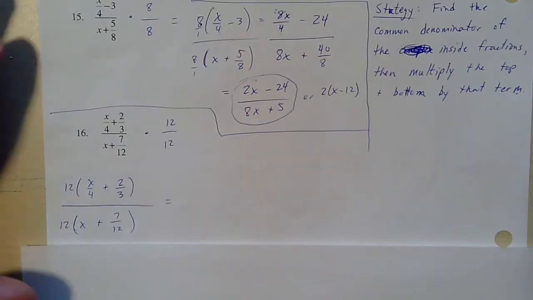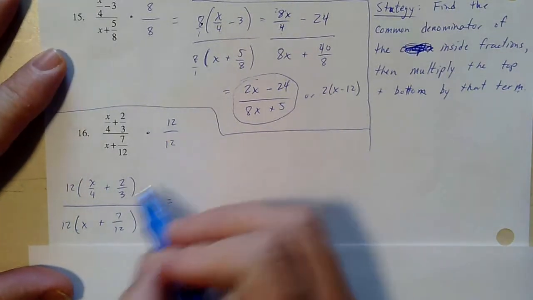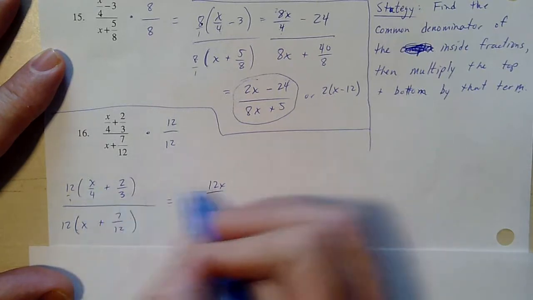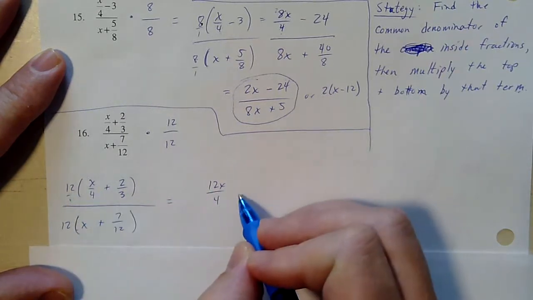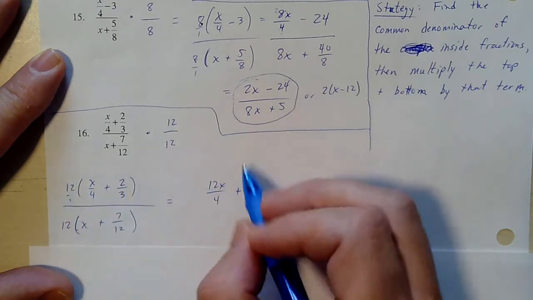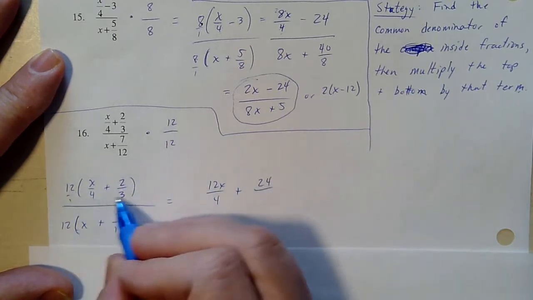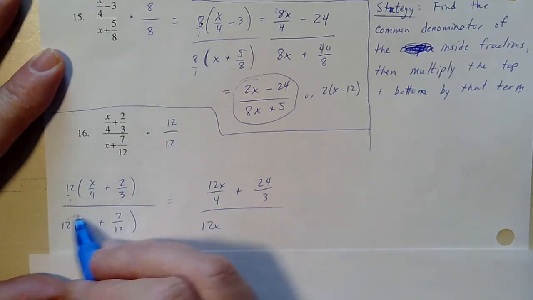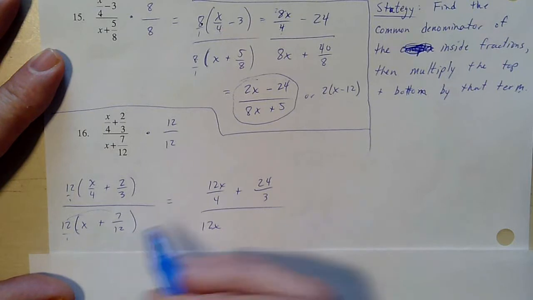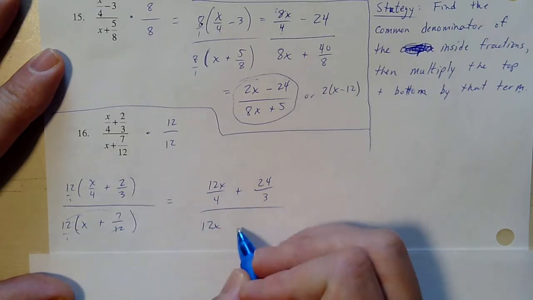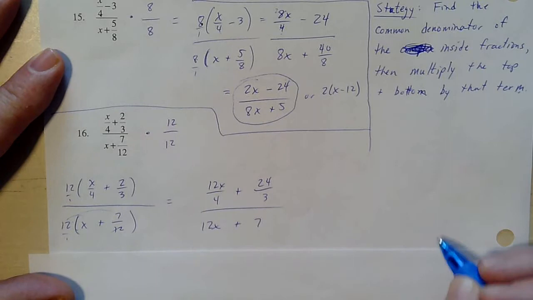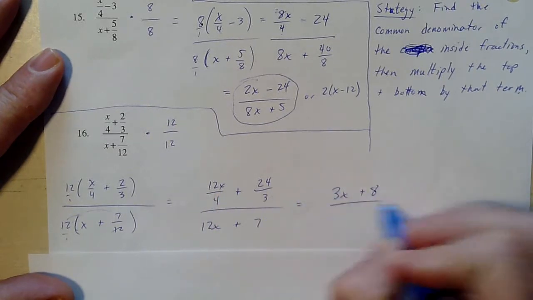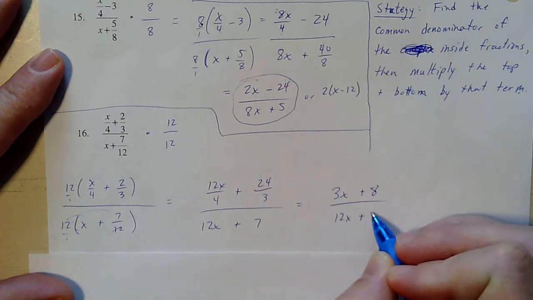All right, so here's your feedback on this one. Multiply by 12. So if you put this over 1, we get 12x over 4. And maybe you can simplify that right away. Fine. Plus 12 times 2 is 24. 1 times 3. So here's the numerator. On the denominator, we end up with 12x. And then it should be pretty easy to cross reduce. It just makes this 7 right now. Okay. All right. So up top, I get 3x plus 8 all over 12x plus 7.